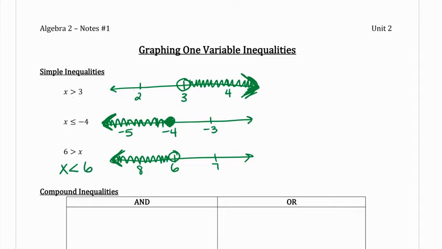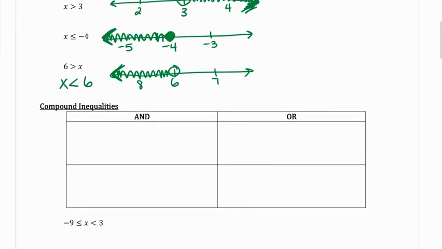Now we're going to take those simple inequalities and we're going to see some compound inequalities. Compound inequalities are very similar to compound words. If you remember learning about compound words, that's where you take 2 words and you put them together to make another word. Compound inequalities are the same thing. You're going to take 2 inequalities and put them together to make a single inequality, or more than 2 sometimes.